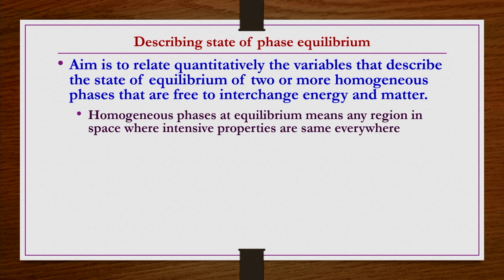Then what do we mean by a homogeneous system here? Homogeneous phases at equilibrium means any region in the space where intensive properties are the same everywhere. If the intensive properties are the same everywhere in the region, then we can say that it is homogeneous. So, then what are the intensive properties?